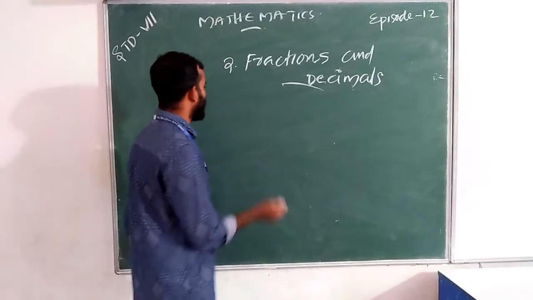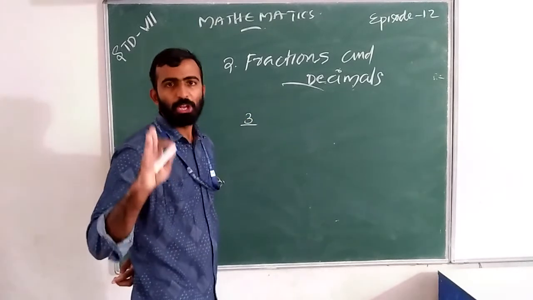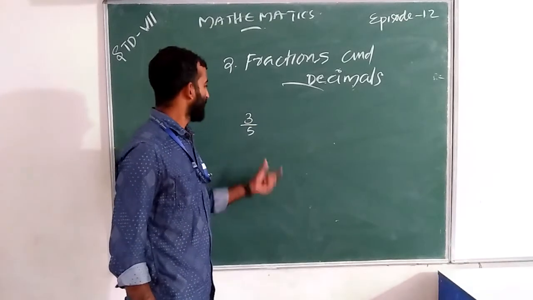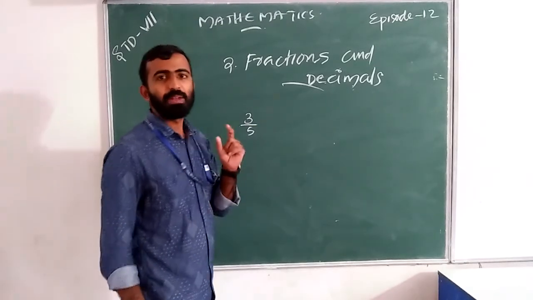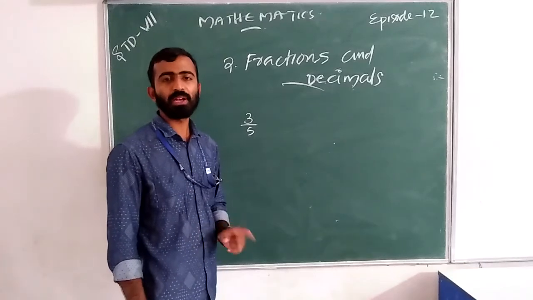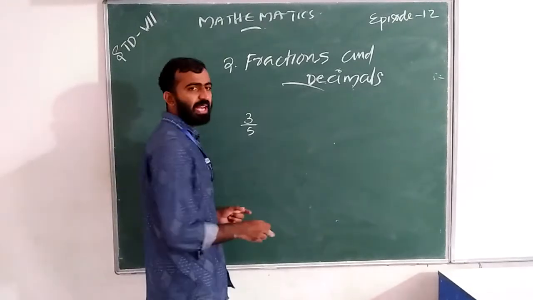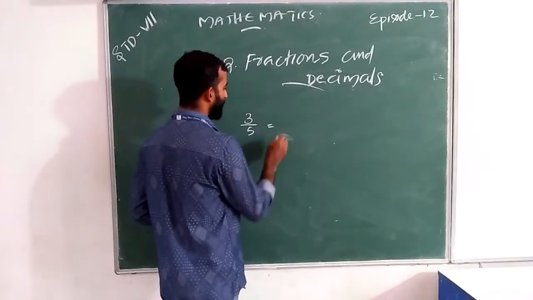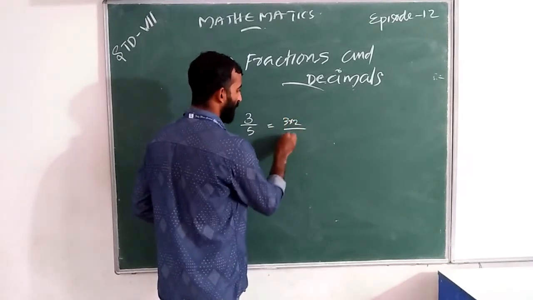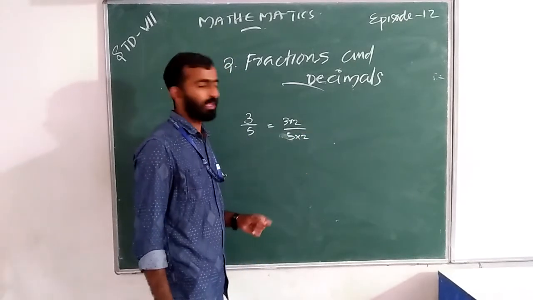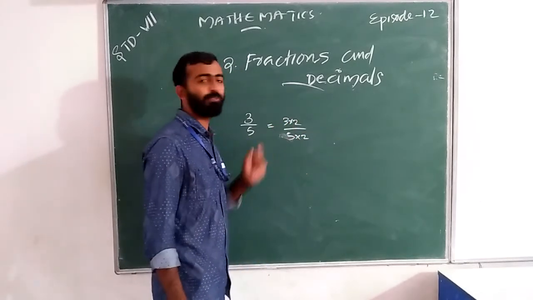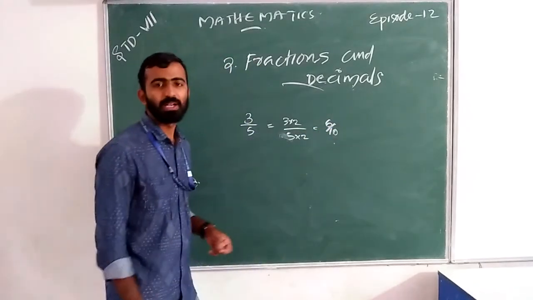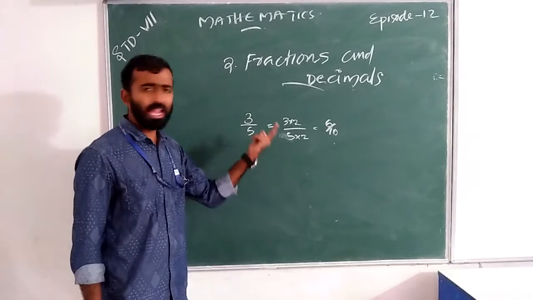We want to find or write 5 equivalent fractions of 3 by 5. For this, we multiply by an integer in the numerator and denominator, then we get the answer. When I take 2, 3 into 2 by 5 into 2. 3 into 2 means 6 and 5 into 2 means 10. That is 6 by 10. As you like, you can take any number.